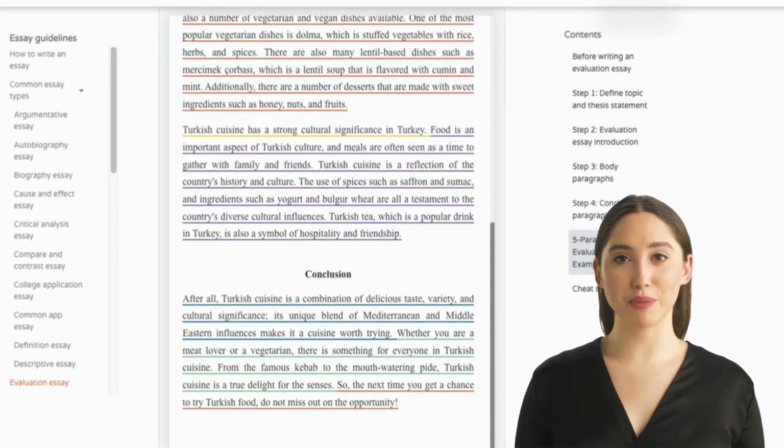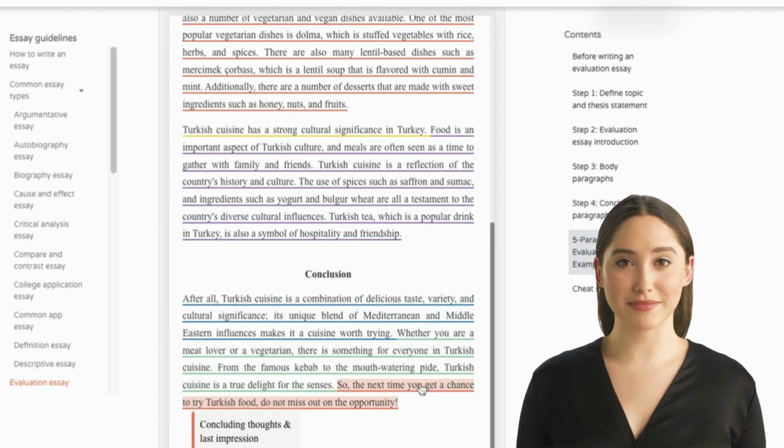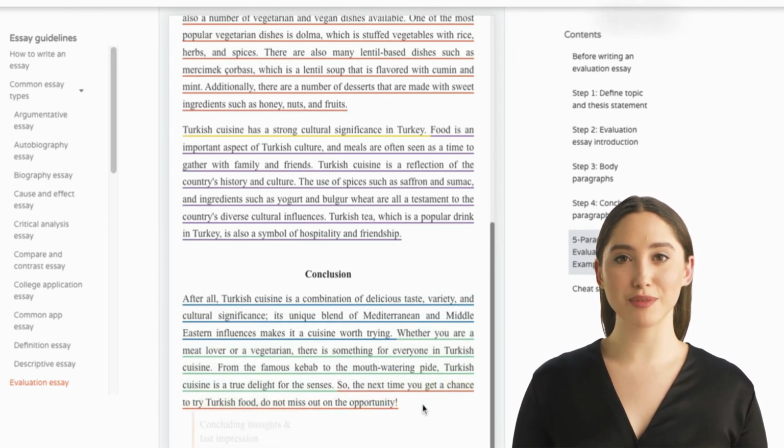Starting the conclusion with a restatement of your thesis is always a good idea. Then, you need to summarize the main points of your essay to make them last longer. Finally, just provide your final thoughts and last impressions, and you're done. So now we can go over each of these sections so we know how to write a great evaluation essay.